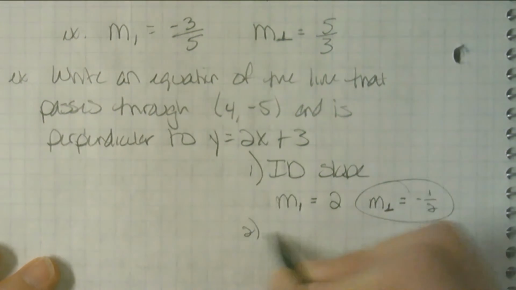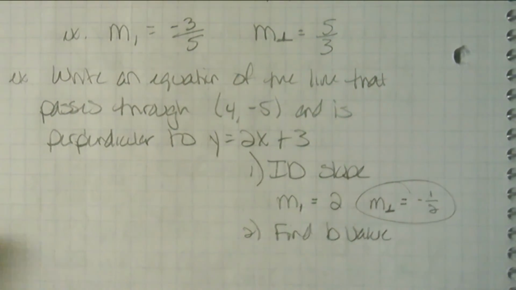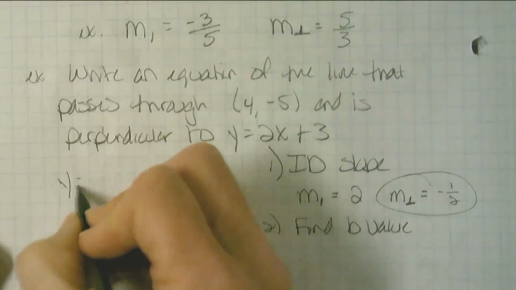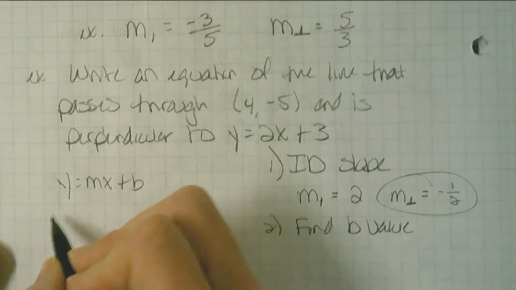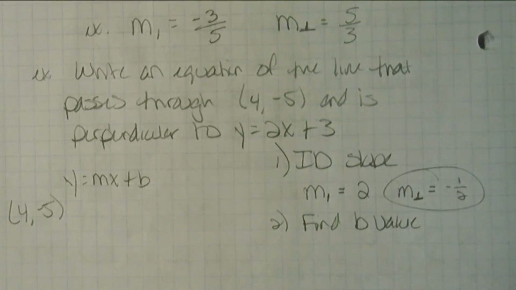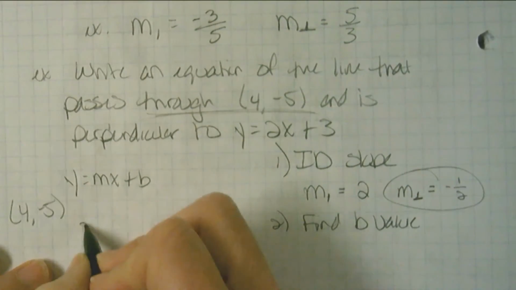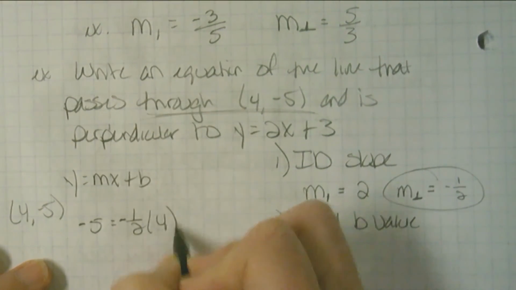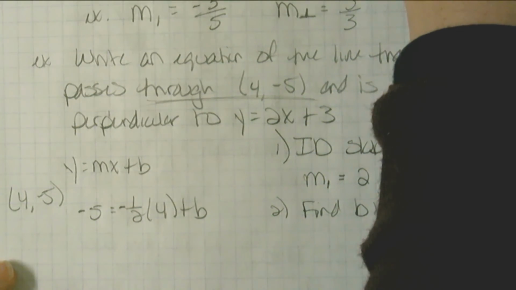The second thing now is you need to find your b value. It's exactly the same thing that we just did when we had our parallel lines. All right, so I have y equals mx plus b. I'm using (4, -5) because that's the point that our line goes through. So I'm going to do -5 is equal to -1/2 times 4 plus b. And I'm just going to finish that math.